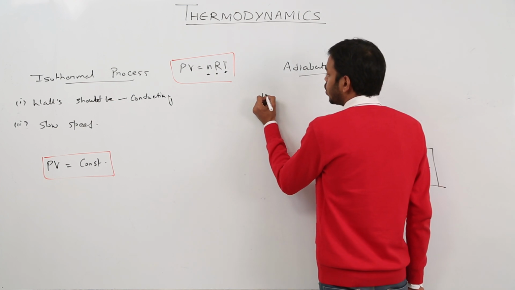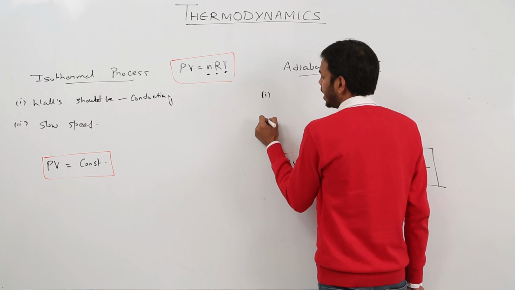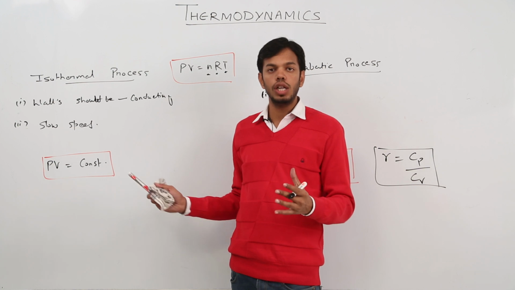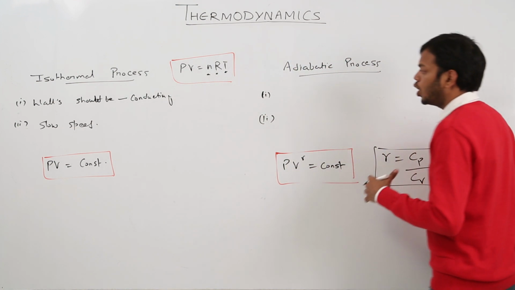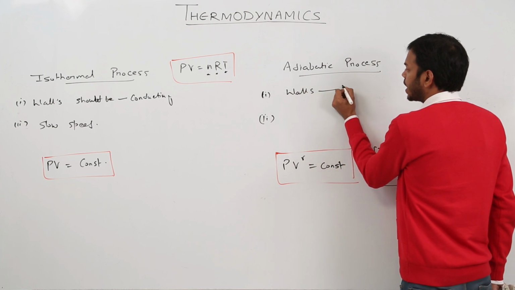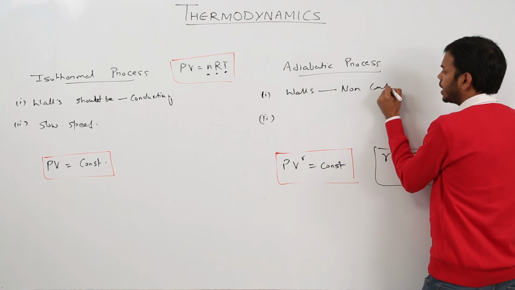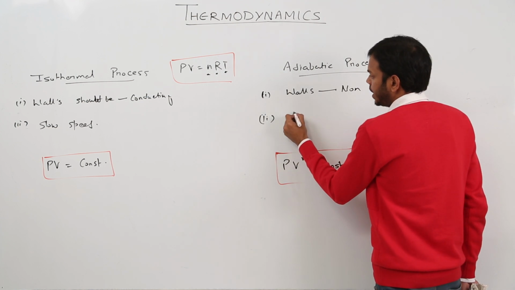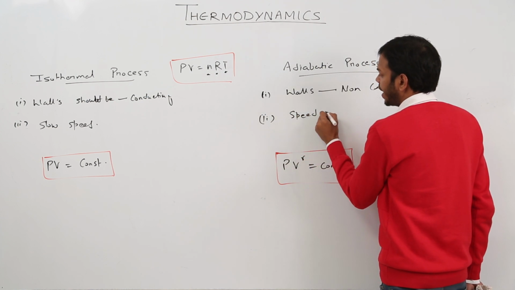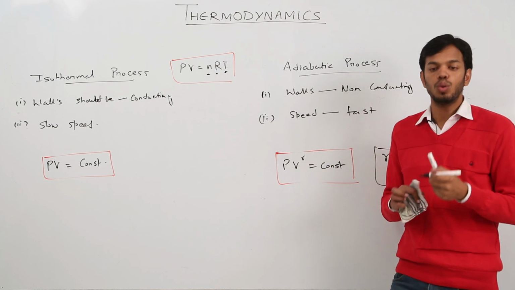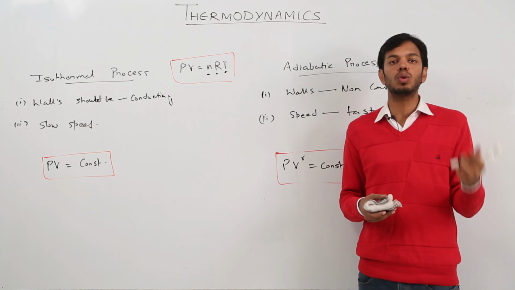And what would be the two conditions necessary for an adiabatic process to take place? First, opposite to that, the walls should be perfectly adiabatic or non-conducting. And secondly, the speed should be very fast. The process should be done so fast that there is no time for heat to escape through the system.